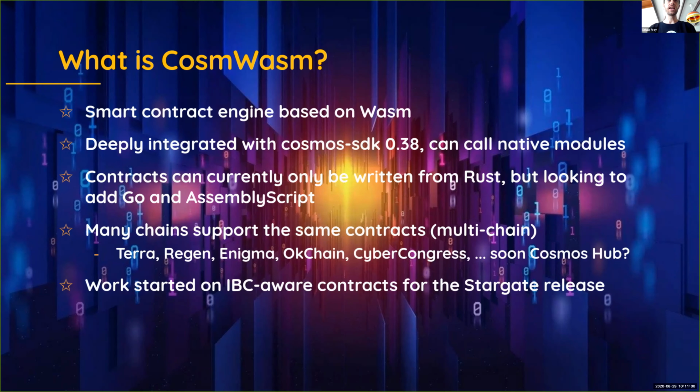And yeah, a lot of chains support the same contract. So if you write a contract in CosmWasm, in any of these languages when they are supported, they compile to a WASM blob that supports our CosmWasm interface. And that interface will run on Terra, on Regen, on Enigma, on OK Chain, which recently has a testnet now, Cyber Congress, possibly soon the Cosmos Hub. I'm preparing the integration and we'll see if they accept it. But the technical work is being supported and we'll see if they put it on the Hub later on. It's all currently on the 0.38 SDK, and we've started work on IBC aware contracts. So I don't know, in Q4 or so, you should be able to use IBC with smart contracts as well.